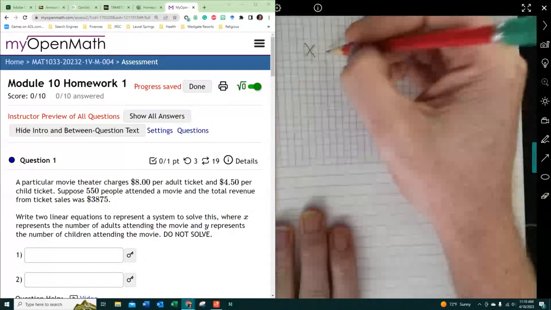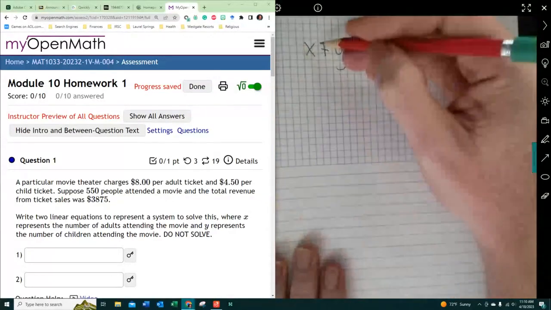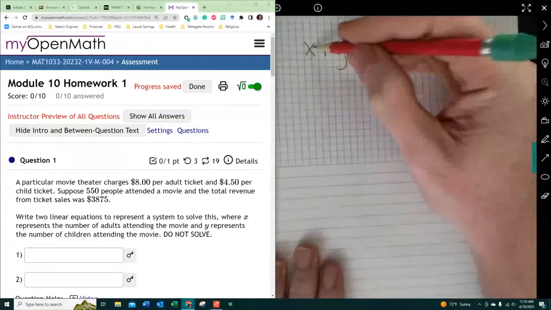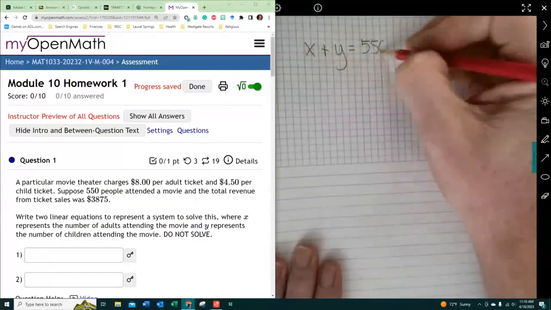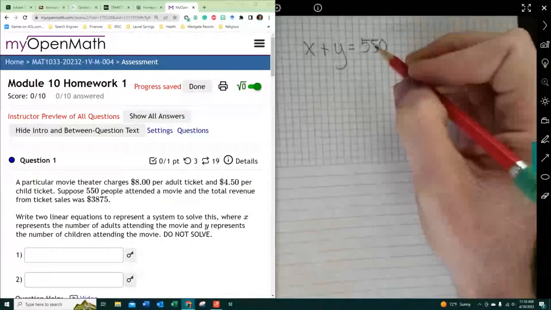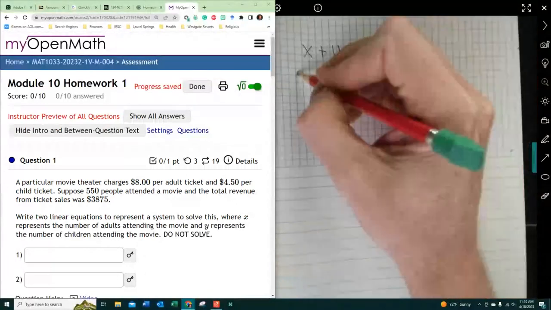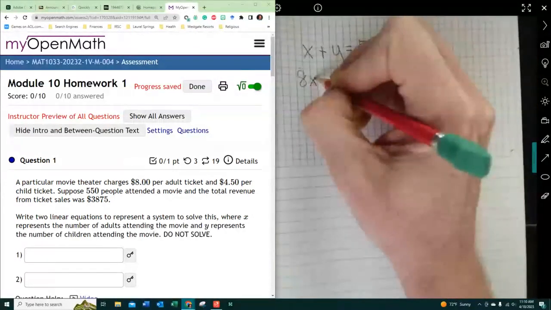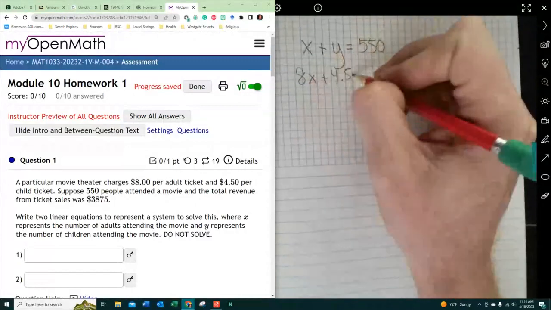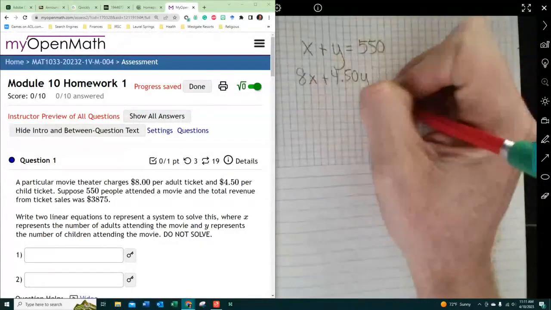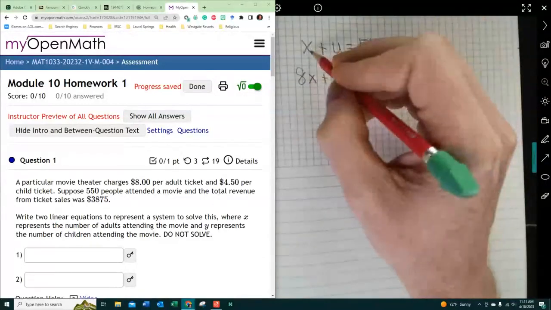So we know the fact that there were 550 people who came to this. The children and the adults, this will be the adults and this will be the children, were a total of 550 people. We know that by what was given to us. We also know that the adult ticket was $8 per ticket and the child's ticket was $4.50. So what you do is you multiply 8 times x, because that's the adult ticket, the number of adults who came.